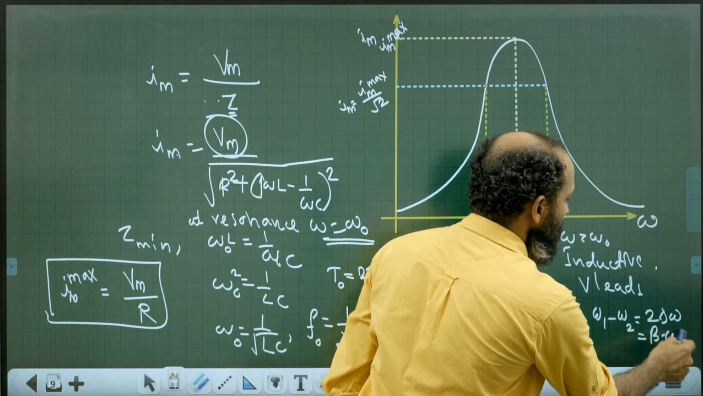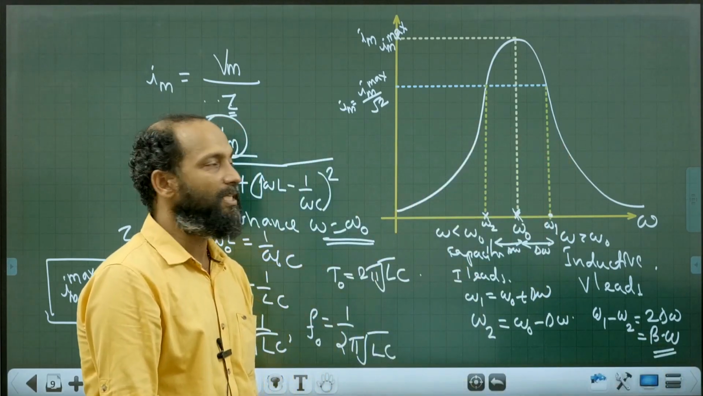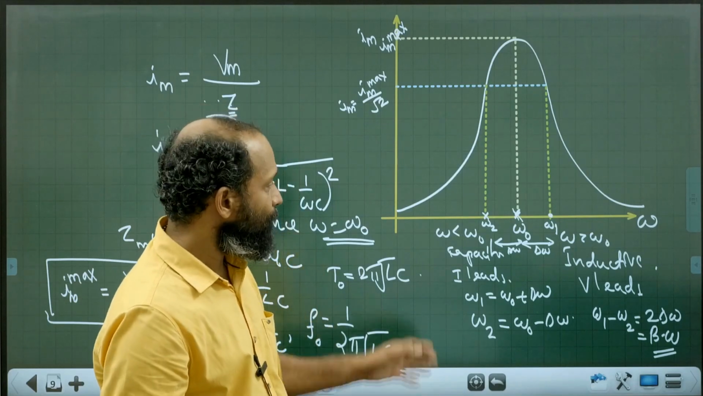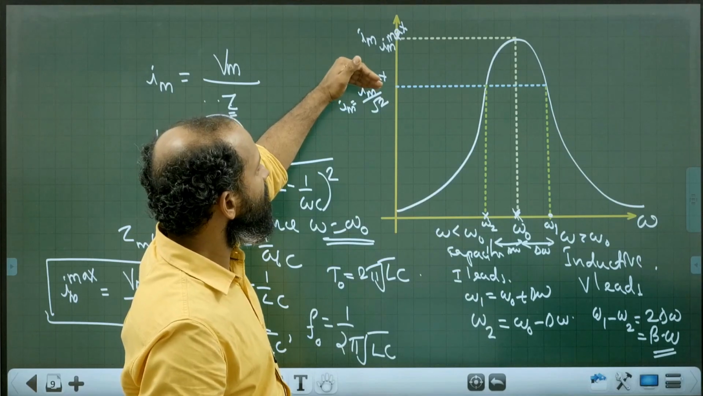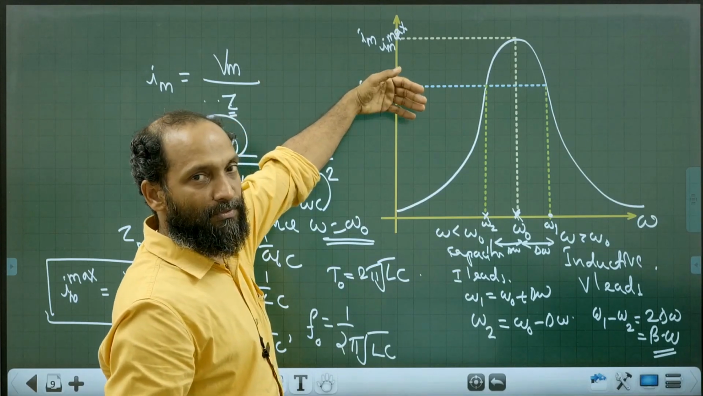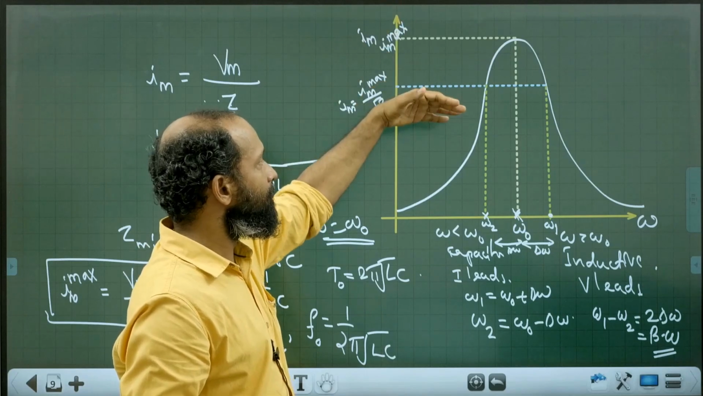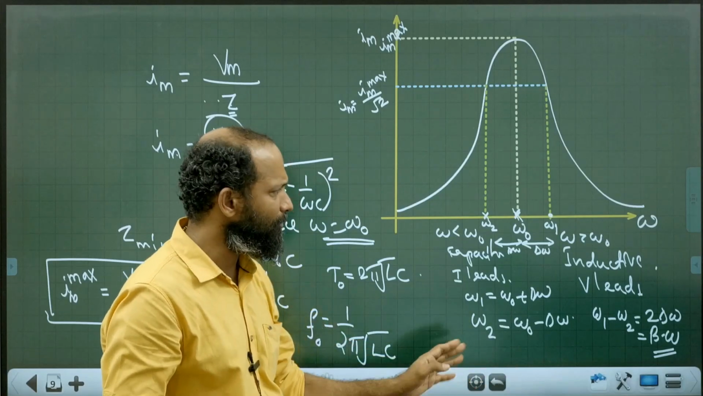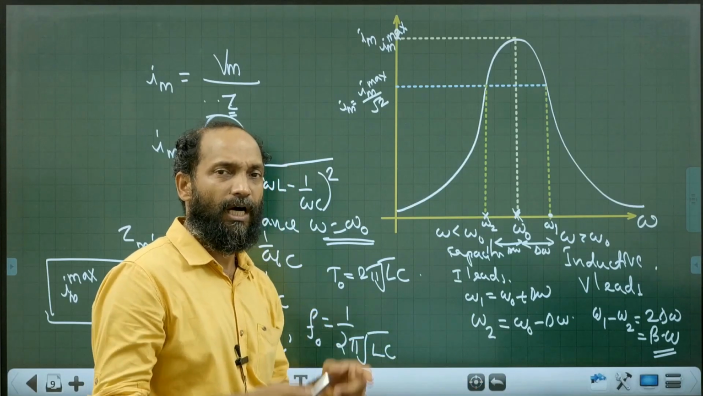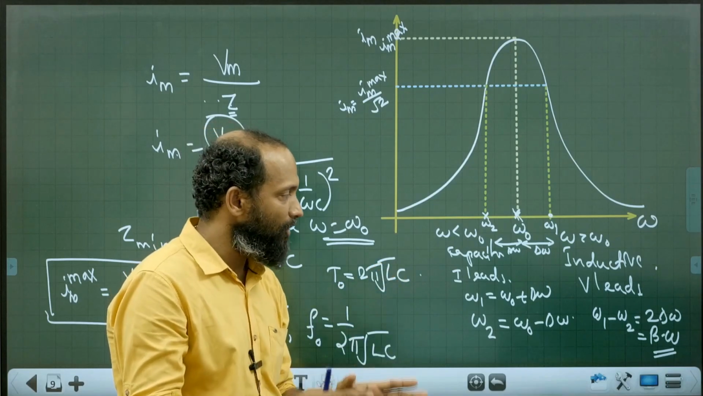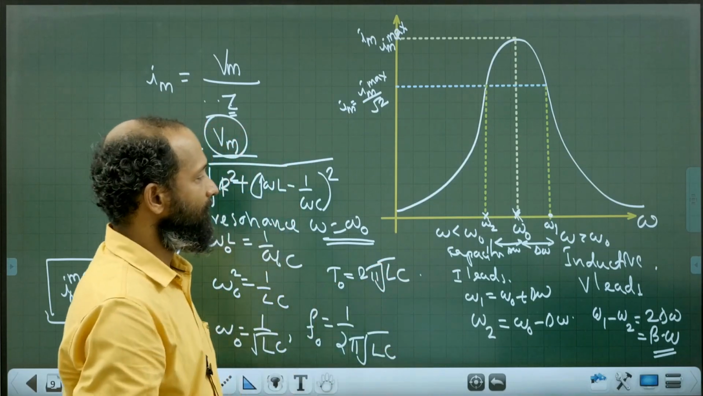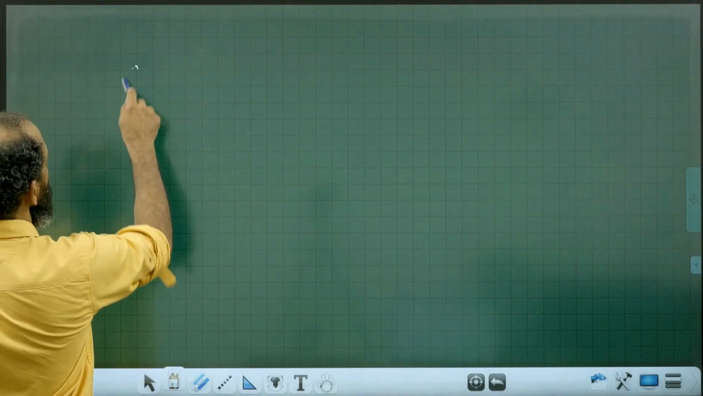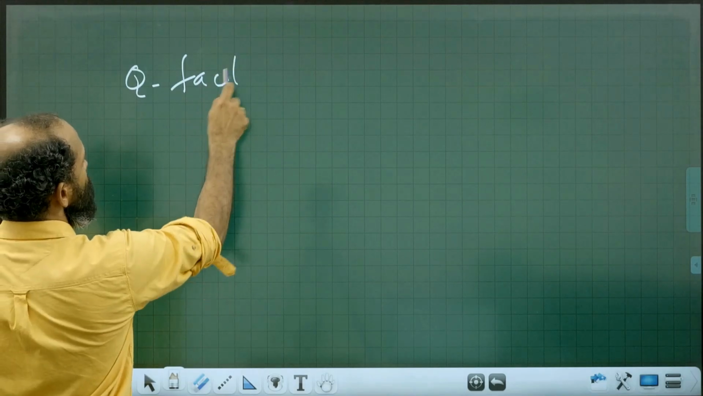That is called bandwidth. So what is the bandwidth of a series LCR circuit? Bandwidth is the operating range, or range of frequencies, over which the current is at least 70% of the maximum current, from frequency omega 1 to omega 2. Those frequencies are called half power frequencies. The difference of half power frequencies is called bandwidth. From this we will define Q factor and discuss the rest of the equations.